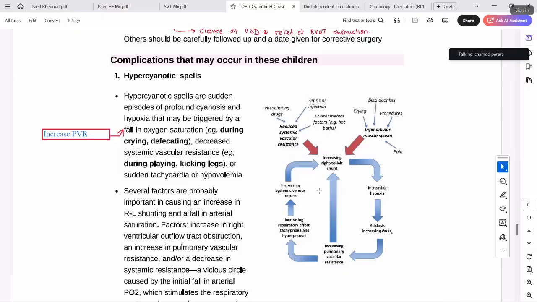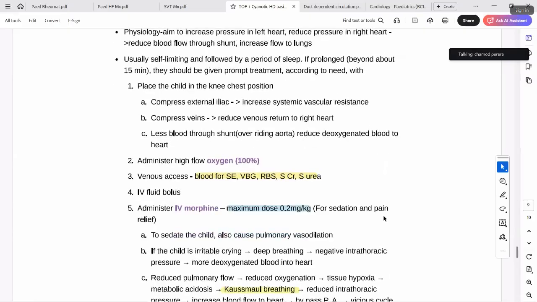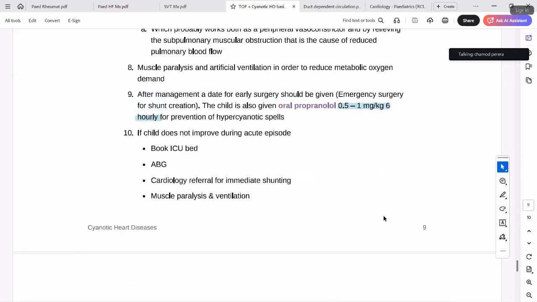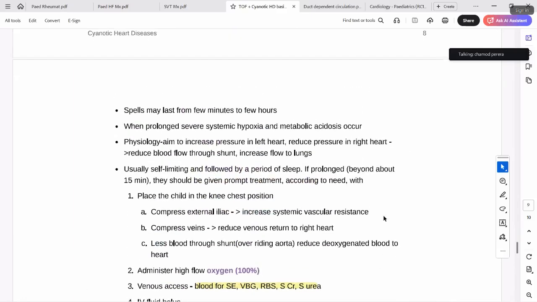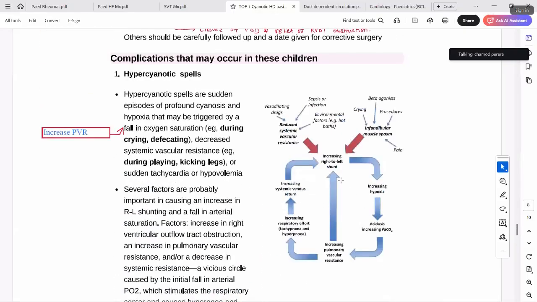And because of this hypoxia, there will be increased respiratory effort and also increased systemic venous return. But whatever blood comes to the right side, because of the infundibulum muscle spasm, will go to the left side. Okay, so this will act as a vicious cycle. So, what are the things that you need to do to break this vicious cycle? So, one thing is you need to increase the systemic vascular resistance, right? So, to increase the systemic vascular resistance, you can place the child in the knee chest position, right?